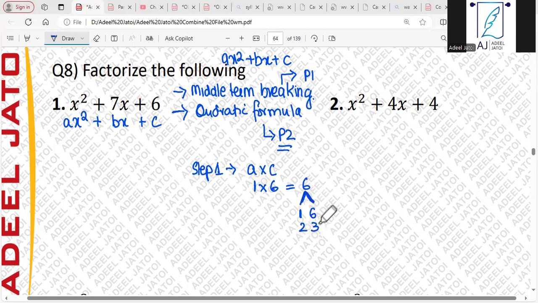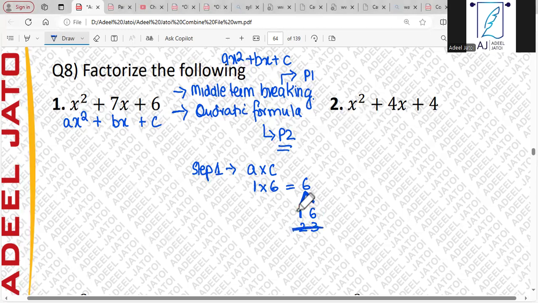Now when we pick these factors, we need to get the B number. The B number is 7. So what do we do with the factors? We add and subtract them to get B. 2 plus 3 and 2 minus 3 do not give me 7. But 1 plus 6 will give me 7.